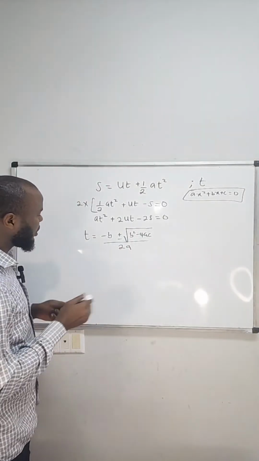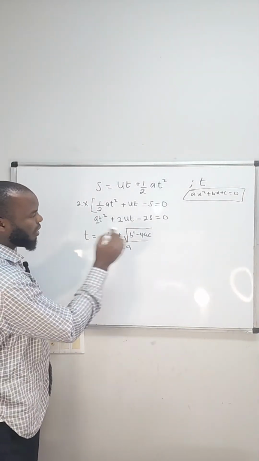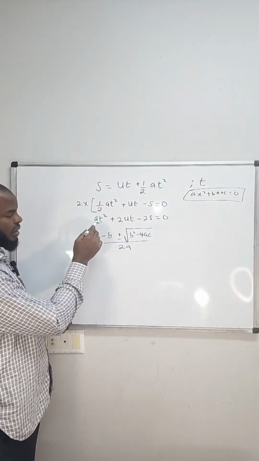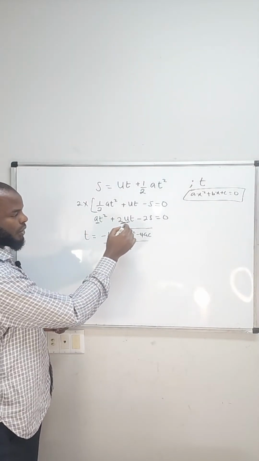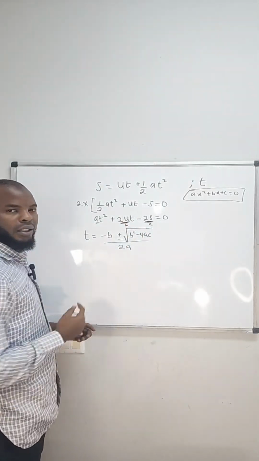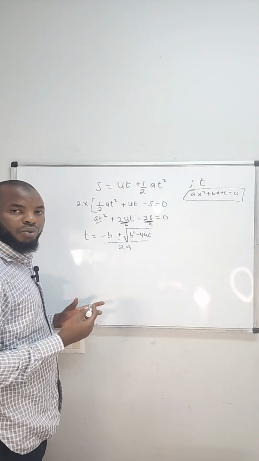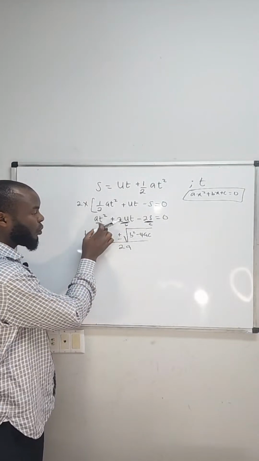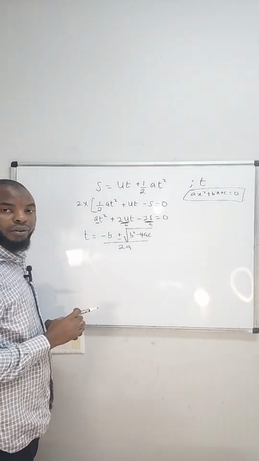Now, how do you do this? Look at this now. Our coefficient of A still remains the same. This is going to be your B. And this is going to be my C. So what we just have to do is to plug in these coefficients into this equation.